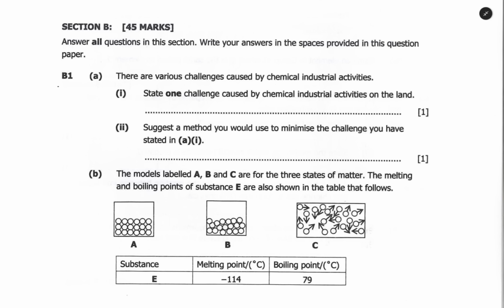So there are various challenges caused by chemical industrial activities. State one challenge caused by chemical industrial activities on land. One of them is land degradation, which is the reduction in the value of land due to chemicals.